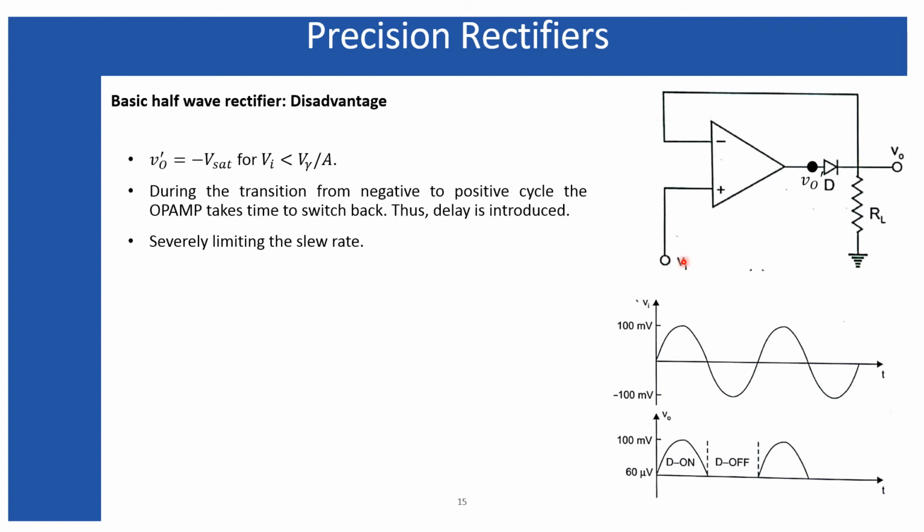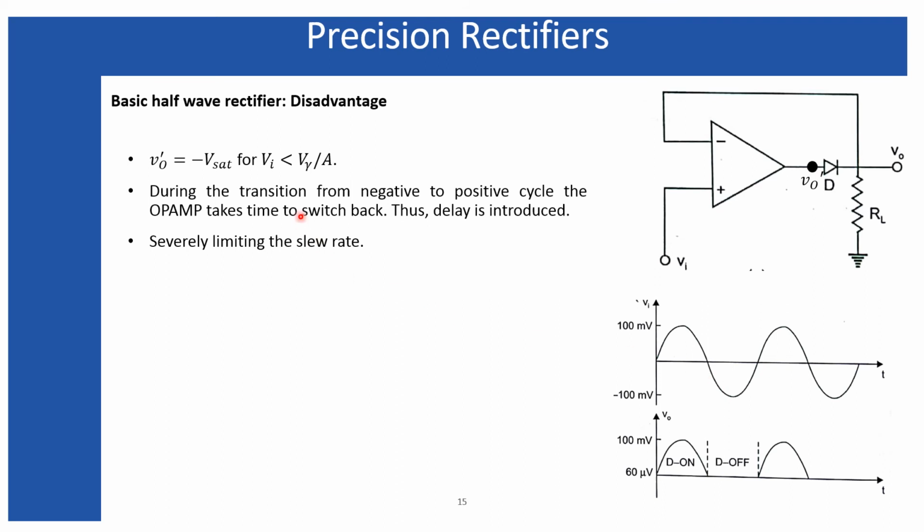But during the negative transition, when the input voltage becomes less than this voltage, this diode will be turned off, and that will make V0 dash and V0 isolated from each other, and this operational amplifier will fall into comparator mode. And in comparator mode, when Vi becomes less than 0 voltage, the output voltage V0 dash will switch to the minus Vsat, and the output will remain at this minus Vsat during the entire negative half cycle.